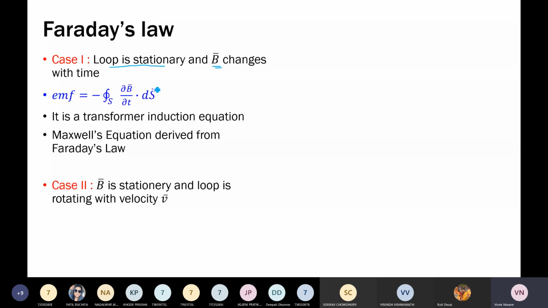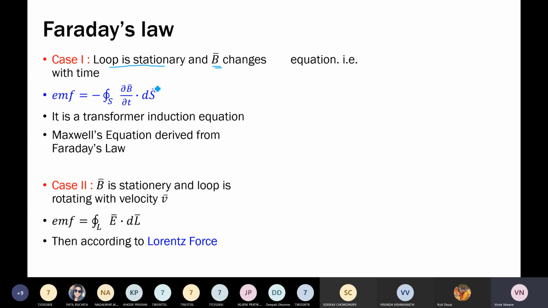In case 2, B bar is stationary and the loop is rotating with certain velocity V bar. So we will have a loop generated EMF. EMF is equal to closed loop integration of E bar dot dL bar. Then according to the Lorentz force equation, which you may recall from physics, look at the equation: the force exerted on a charge moving with certain velocity v inside a magnetic flux density B bar is given by this expression. This is once again an experimental formula, called an empirical formula. What amount of force will be exerted on a point charge moving with velocity v bar inside a magnetic field B bar.